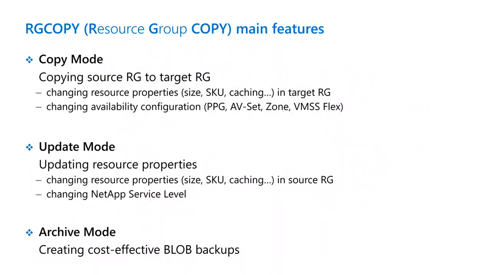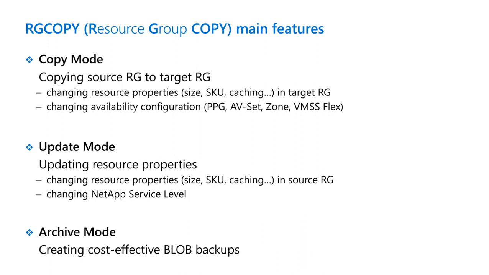RGCOPY can run in three different modes: copy mode, update mode, and archive mode. By default, RGCOPY is running in copy mode. This is used for copying the resources of a source resource group to a new target resource group. The source and the target resource groups can be in different regions and subscriptions.